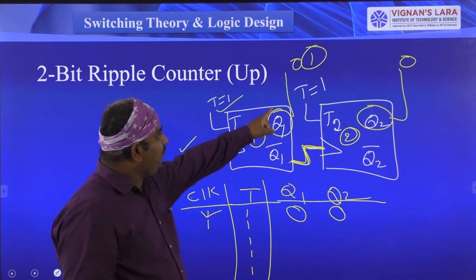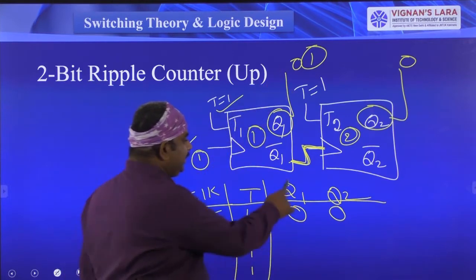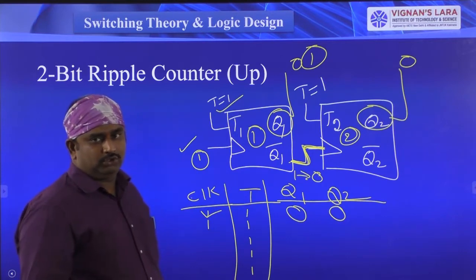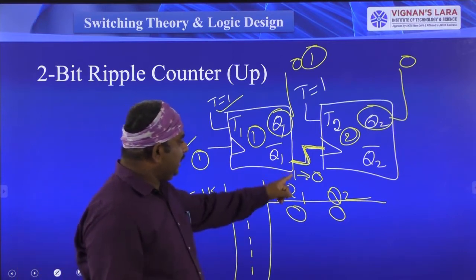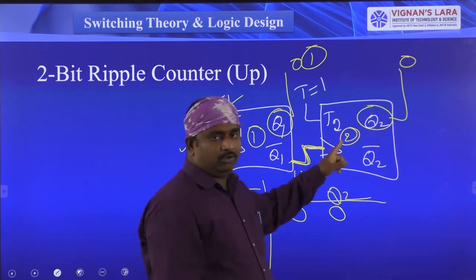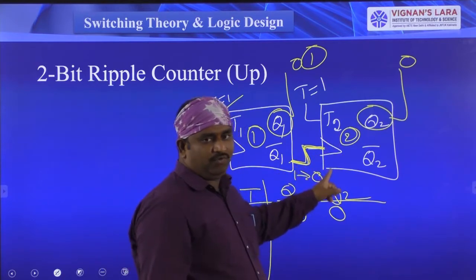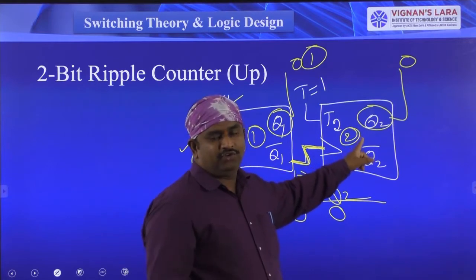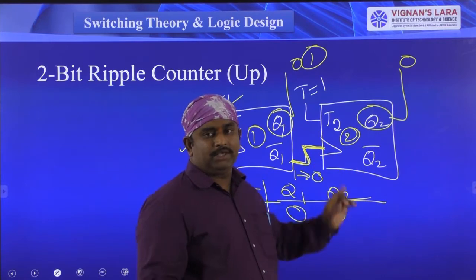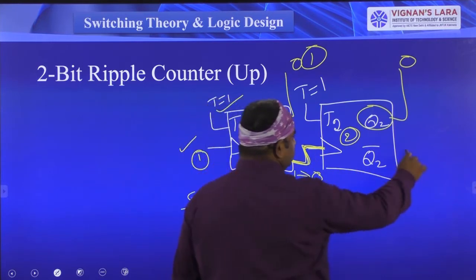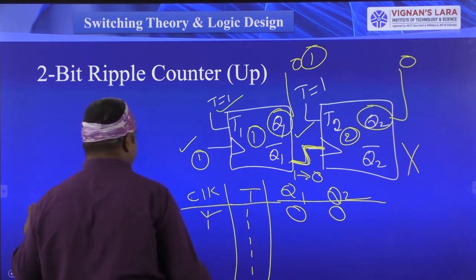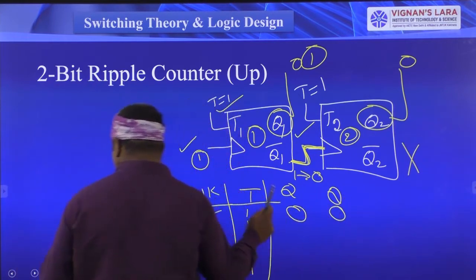And coming to here, when Q1 is shifting from 0 to 1, Q1 bar is shifting from 1 to 0. Right? Next see here. When it is shifting from 1 to 0, this Q2 flip-flop is not going to work. The Q2 flip-flop is not in working condition. So it is not in working condition, and this one is in working condition. Okay. This is very, very important.